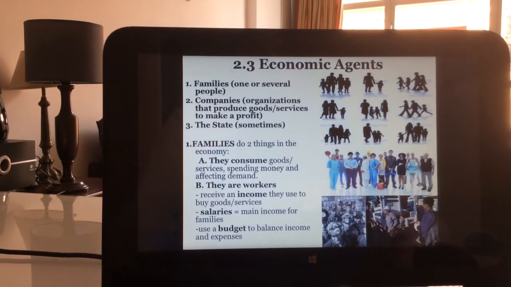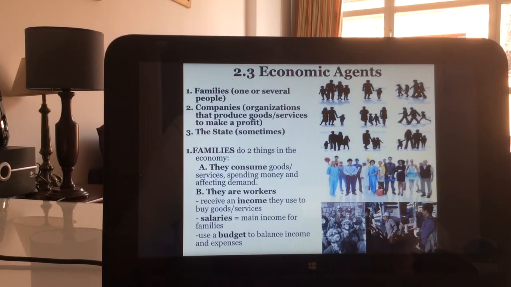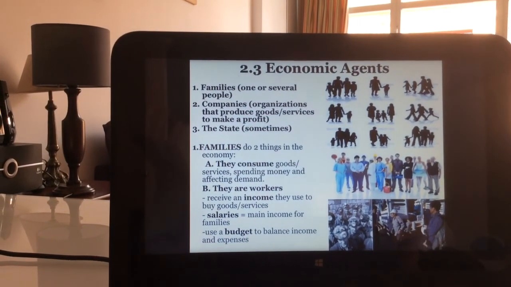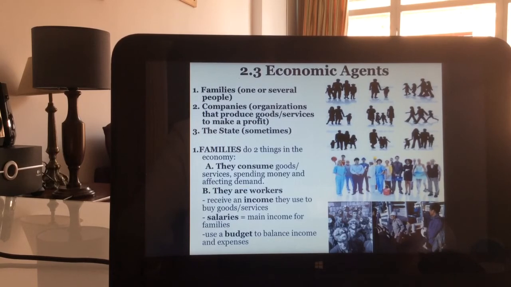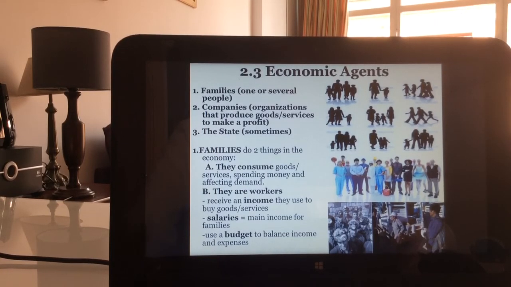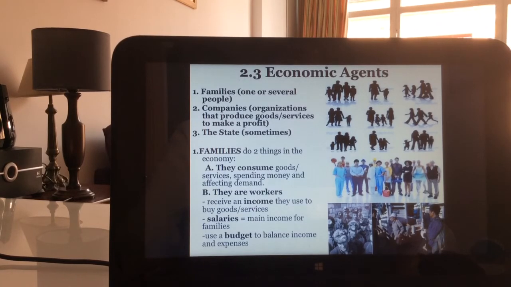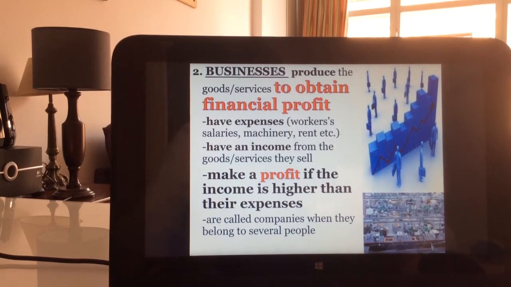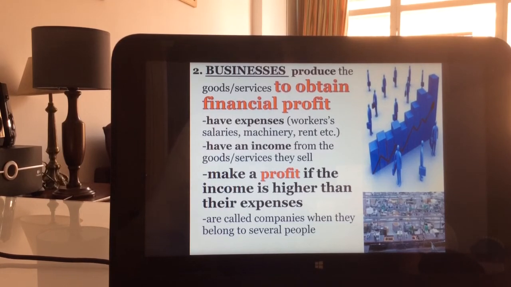But that's not the only form of income. Income includes inheritance. If you win the lottery, that's income, right? Any money coming in is income. And a budget is a plan that you use to balance your income and your expenses, okay? Usually families have a budget, okay? Businesses produce goods and services to obtain financial profit. If it asks why businesses produce goods and services, you say to obtain a financial profit.